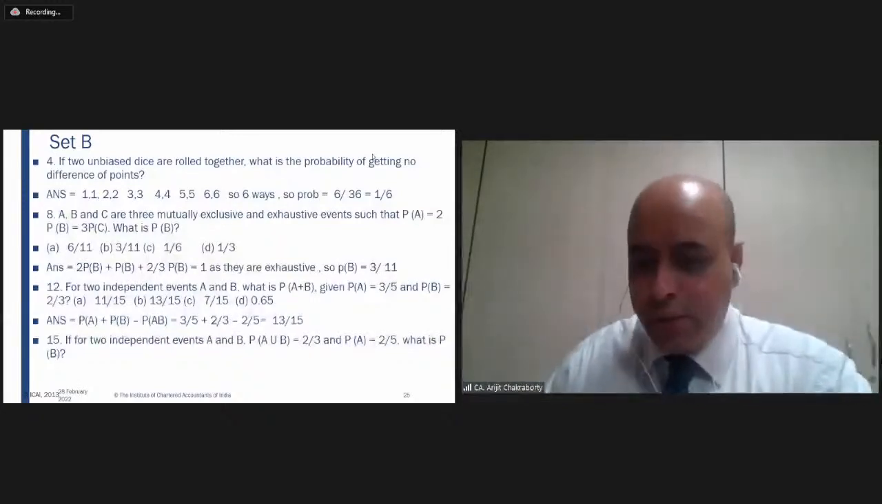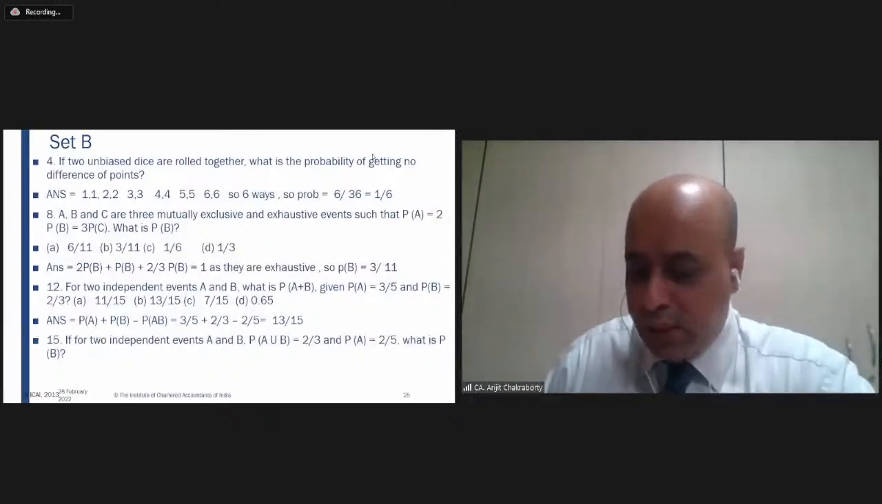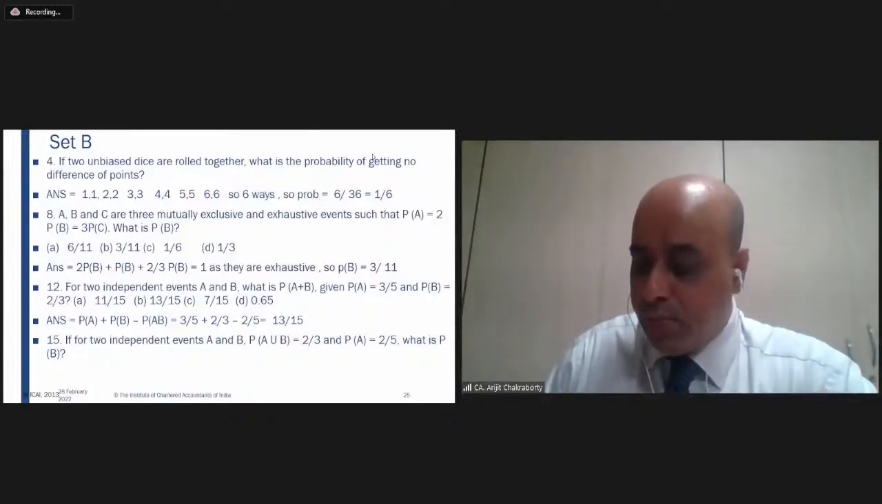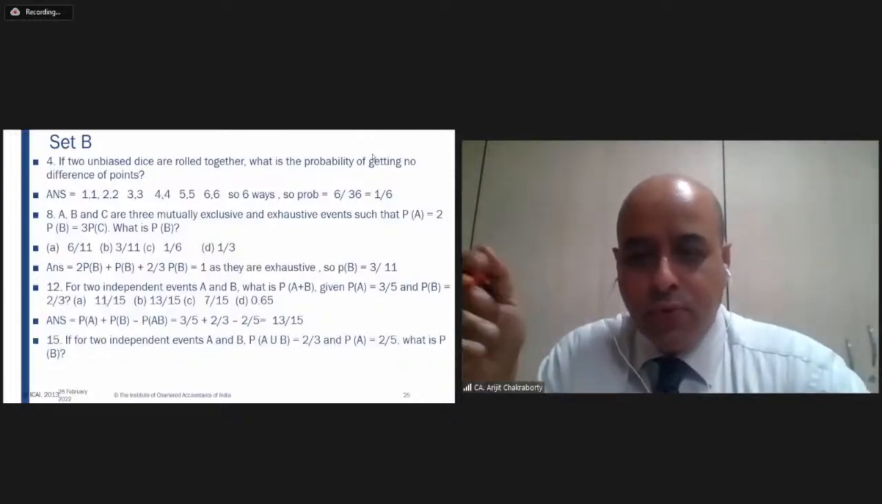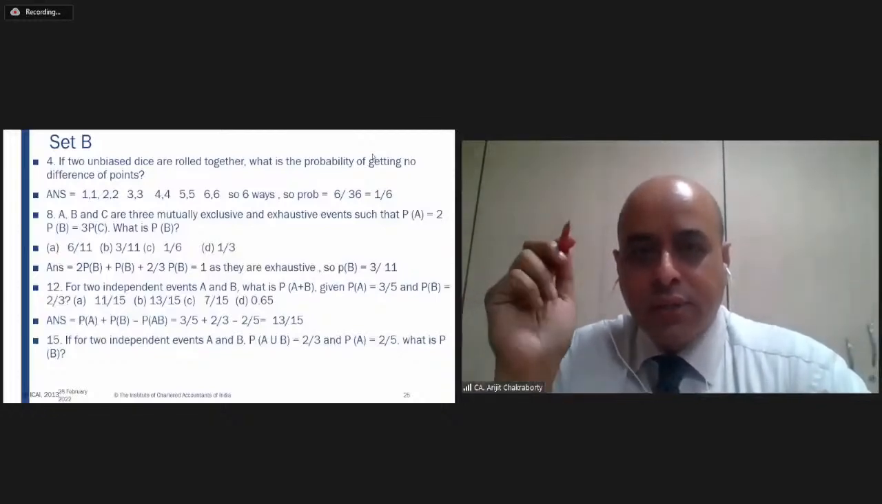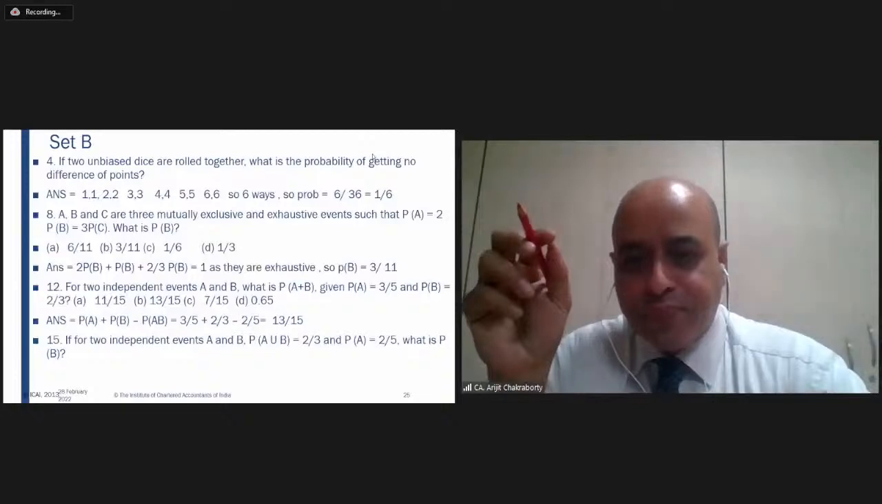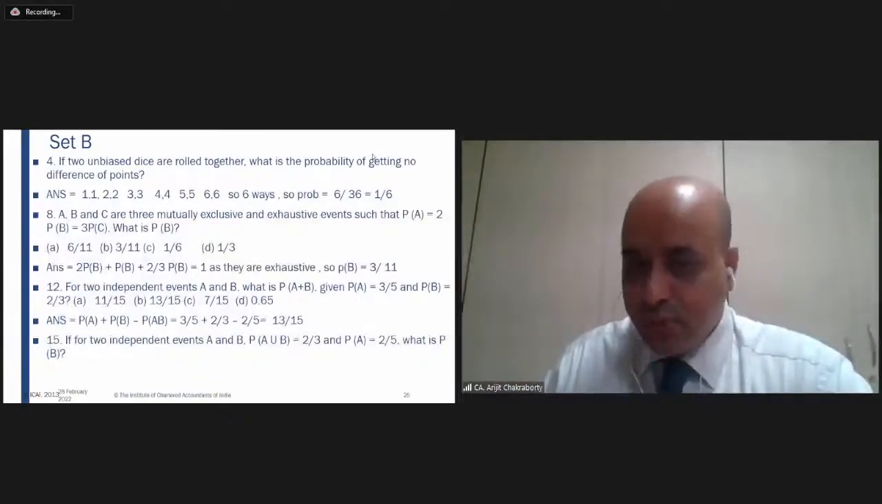P(A union B) is 2 by 3. We know P(A union B) is equal to P(A) plus P(B) minus P(A intersection B). We have to find the probability of B. So if I take the probability of B as X, then I can form an equation. It will become P(A) is 2 by 5 plus X minus 2X by 5. This is equal to 2 by 3. So from here you can get the value.